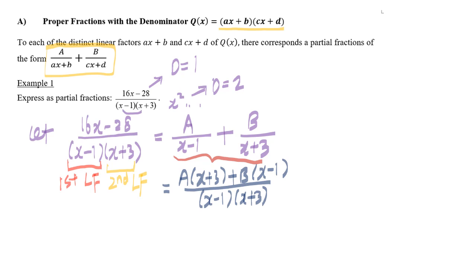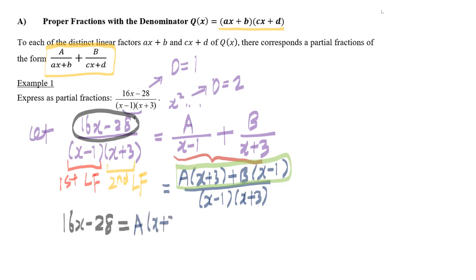So what's the next step? The next step is that we have to compare the numerator on the left with the numerator on the right. The numerator on the left is 16x minus 28, this one here, and on your right will be this one we have highlighted in green. This will form an identity we've learned earlier on. So there are 2 unknowns there, A and B.